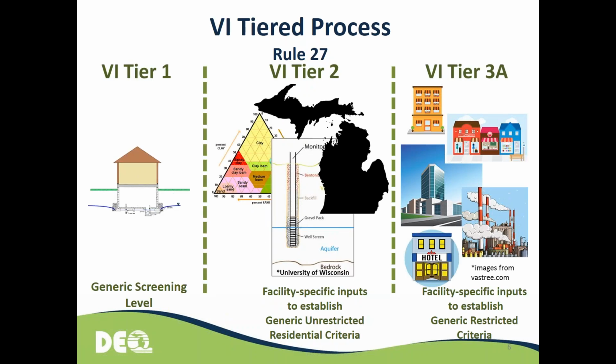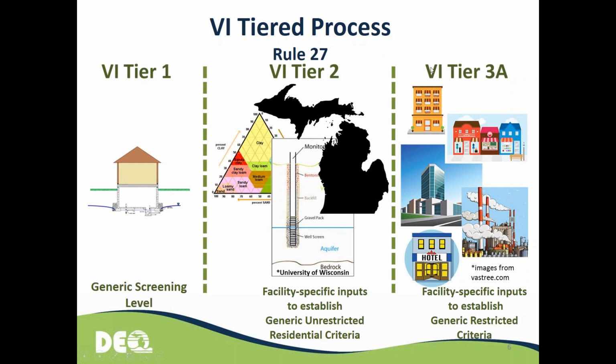And though we're not going to spend a lot of time or any time talking about the specifics of the VI tiered process, from a general high level, it's important to understand again that the VI Tier 1, which are the single values identified in the rules, are not the criteria. The VI Tier 1 are the generic screening levels that rely on a single set of assumptions. When we get to the VI Tier 2, we're allowed to use facility-specific inputs to establish our generic unrestricted residential criteria. So in our VI Tier 2, we are not modifying any of the building assumptions. What we are modifying is our soil types, our depth of groundwater, as well as our location in the state, which would have a direct result of our soil temperature or our system temp.